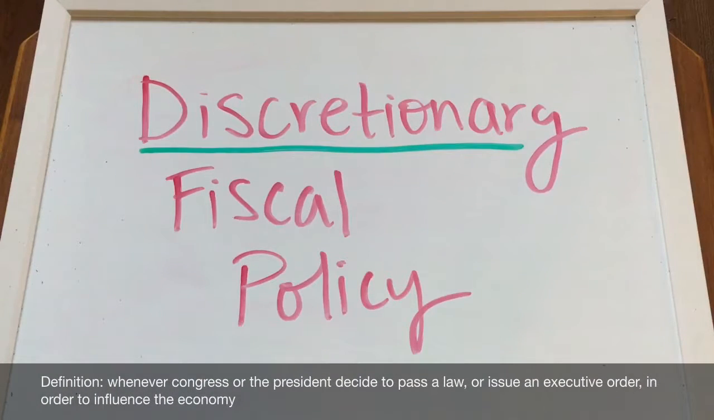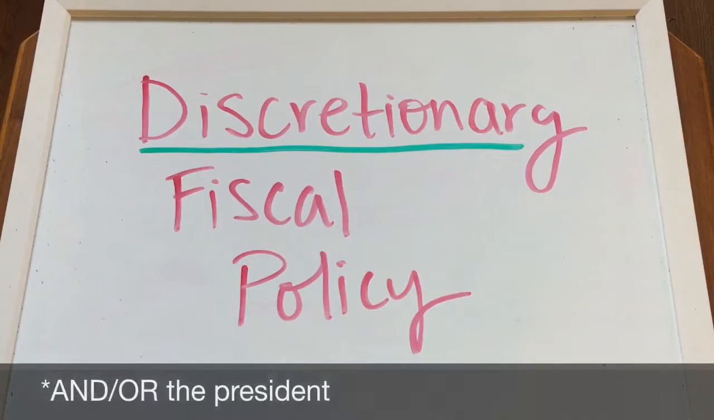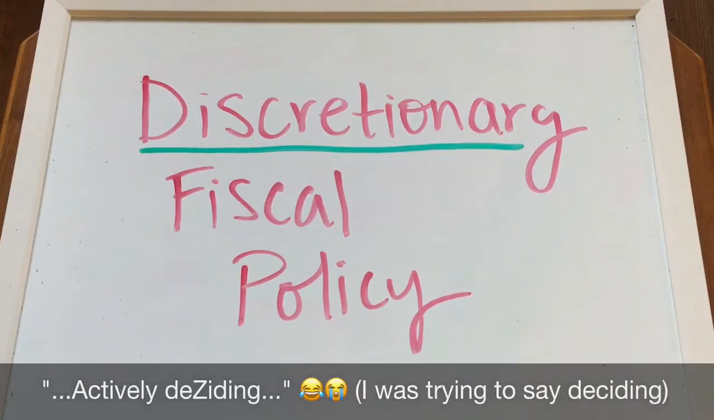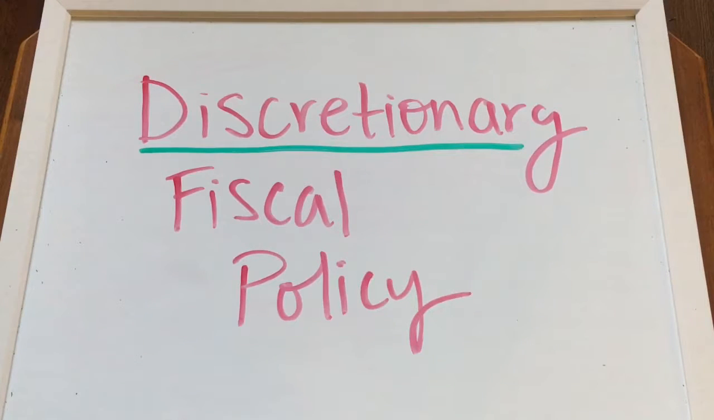Okay, so discretionary fiscal policy. Discretionary fiscal policy involves laws that are designed to change aggregate demand through government spending or taxation. The government, specifically Congress, is actively deciding to influence the economy when they meet and create these laws.